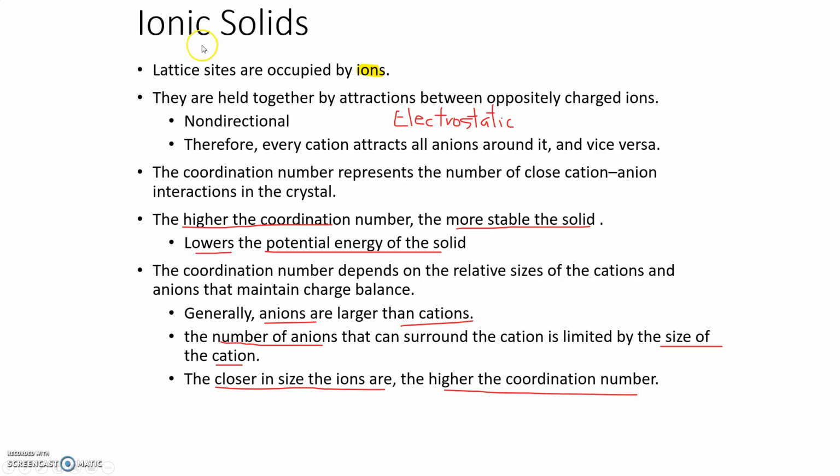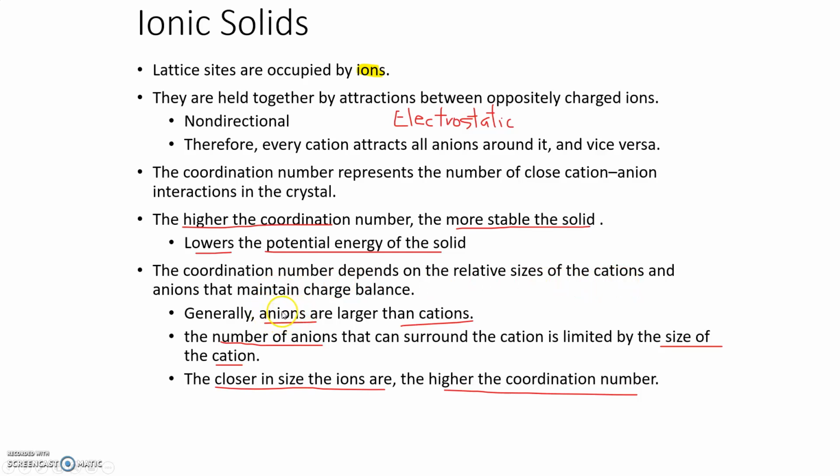In the case of the ionic solids, the ions occupy the lattice sites and they are joined together by electrostatic forces that are non-directional and very, very strong. The coordination number represents the number of close cation and anion interactions in the crystal. The higher the coordination number, the more stable is a solid because it contains lower potential energy. The coordination number depends on the size of the cations and anions.